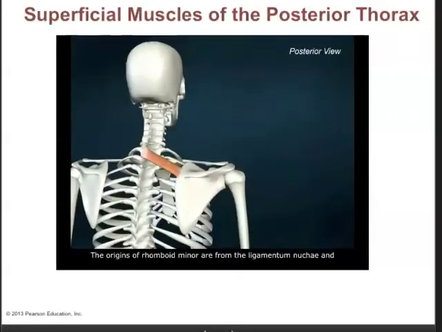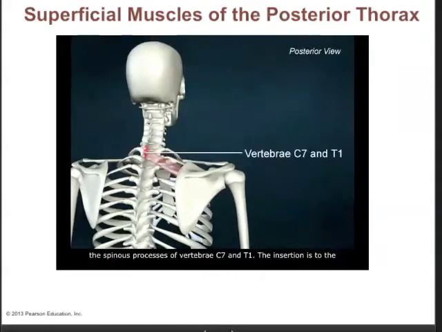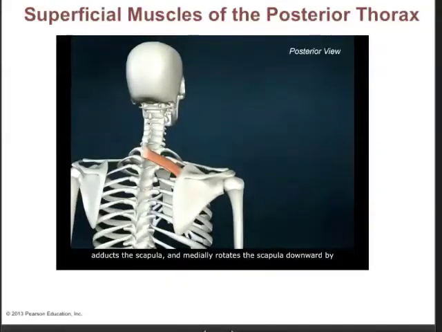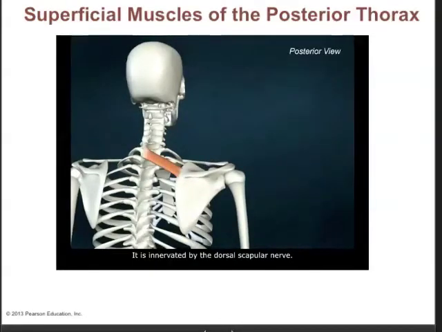The origins of rhomboid minor are from the ligamentum nuchae and the spinous processes of vertebrae C7 and T1. The insertion is to the medial border of the scapula. Rhomboid minor elevates the scapula, adducts the scapula, and medially rotates the scapula downward by moving the glenoid cavity inferiorly and the inferior angle medially. It is innervated by the dorsal scapular nerve.